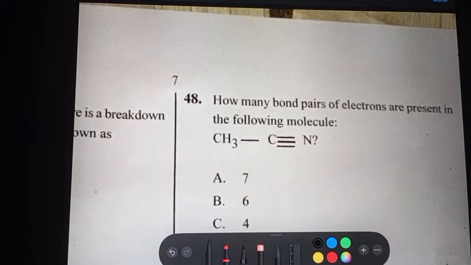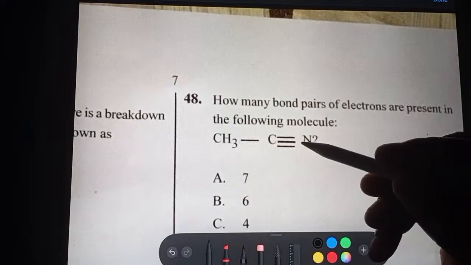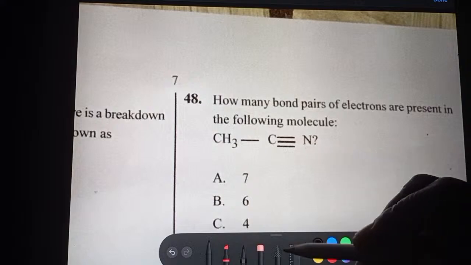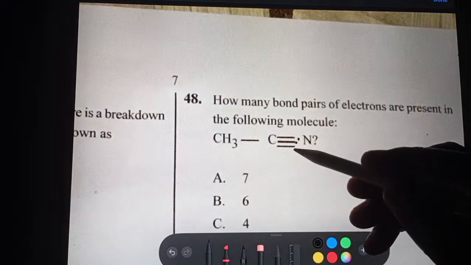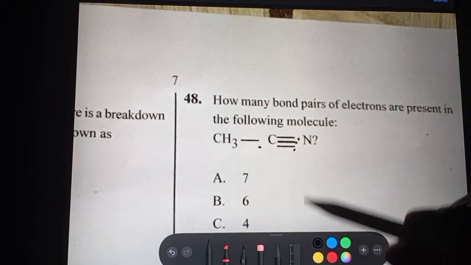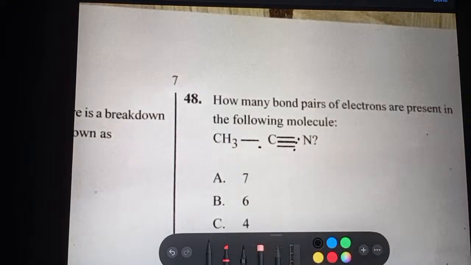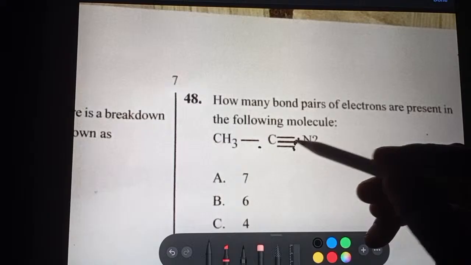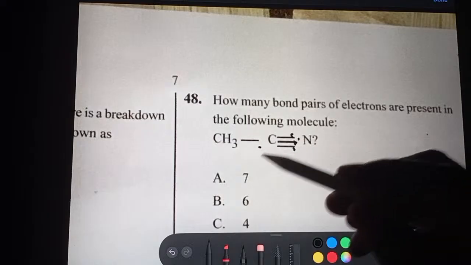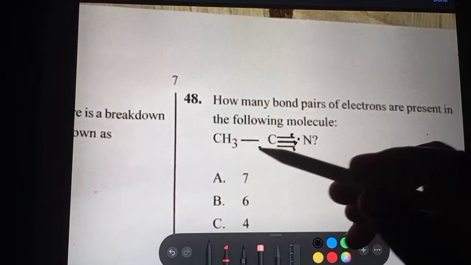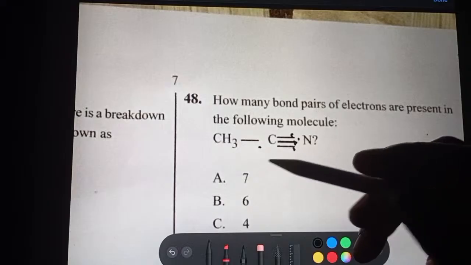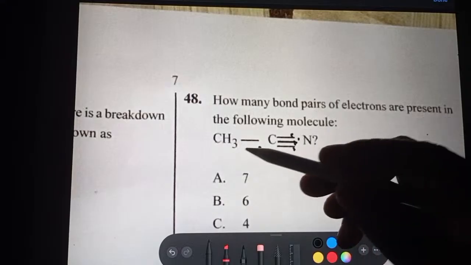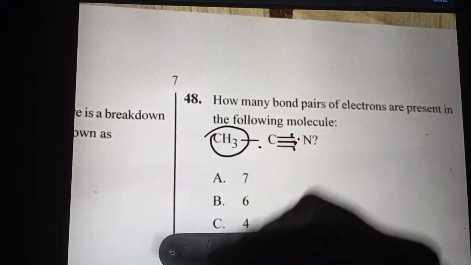So bond pairs, let's count. Each line here is a bond. This is 1, 2, 3, and then 4. But don't answer 4. Do you know why? This is 1, 2, 3, and 4, this dash dash. But don't answer 4. Why won't you answer 4? It's because there is still another bond pair here.